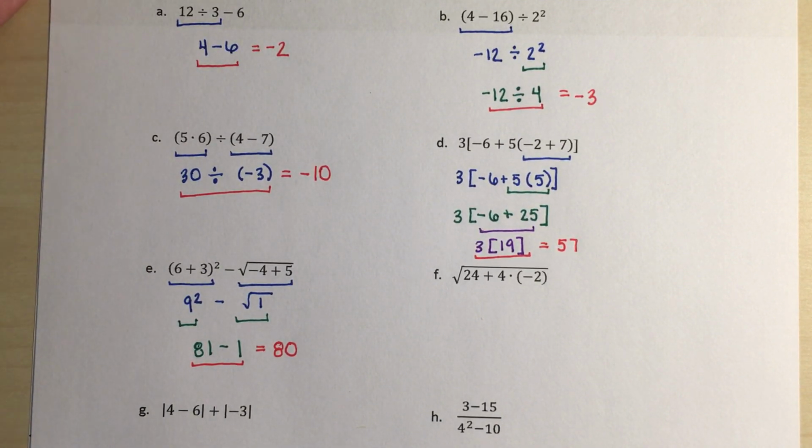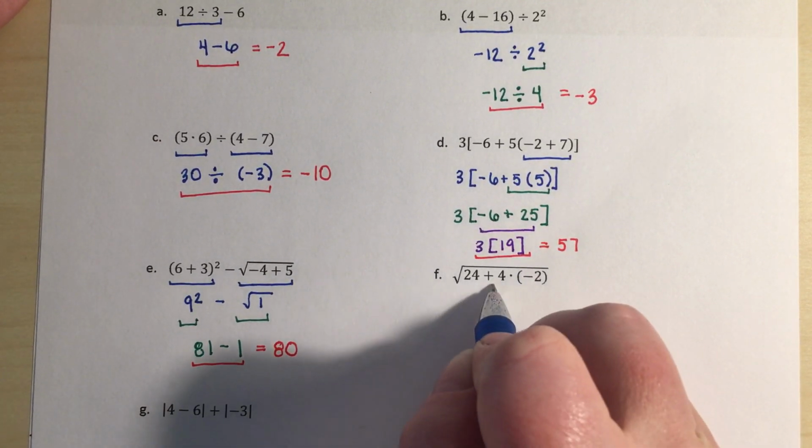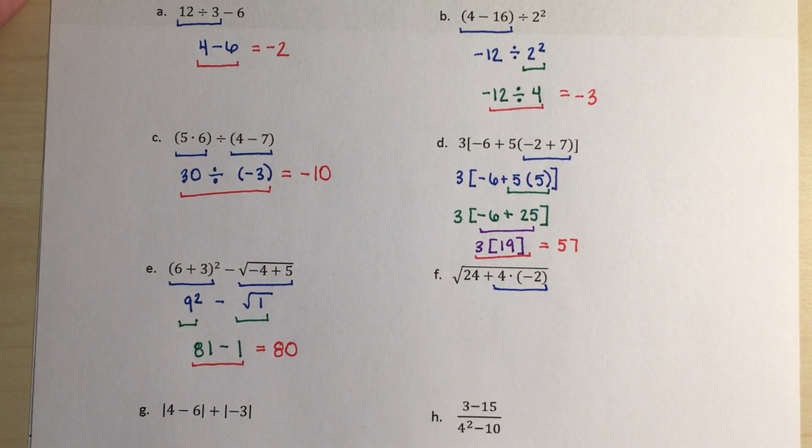All right, for F, we have another square root here, which we're thinking about being in our exponent step. Again, we have a bunch of stuff grouped inside. So we're going to start with what's inside the square root first. We have an addition and we have a multiplication. Multiplication comes before addition, so we're going to do that step first.